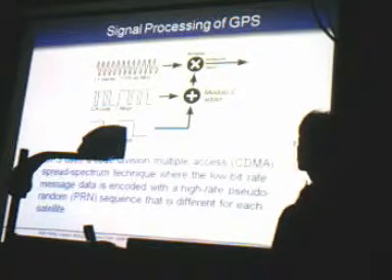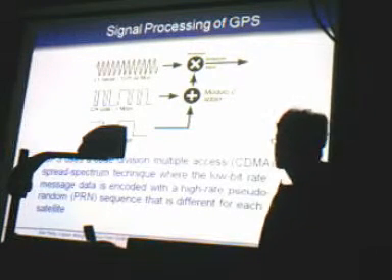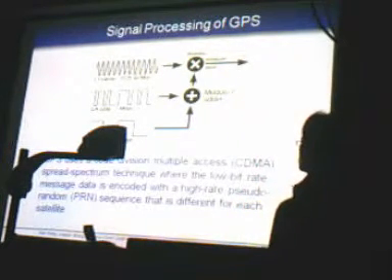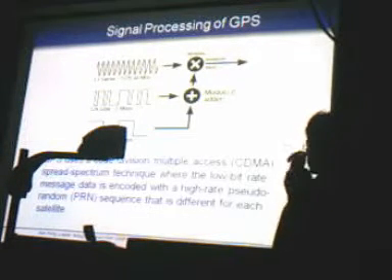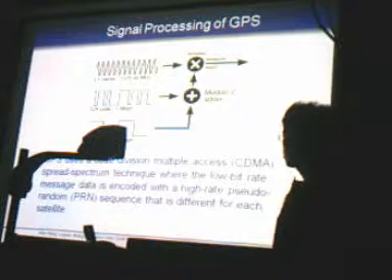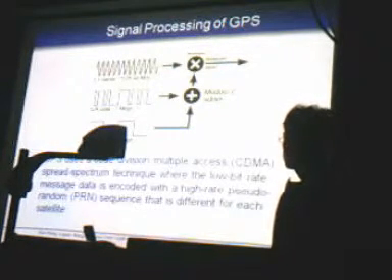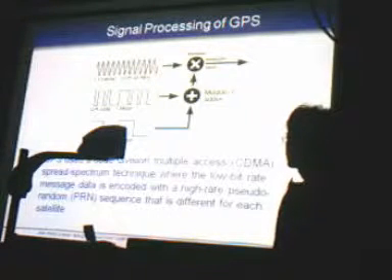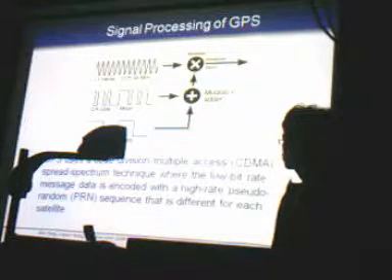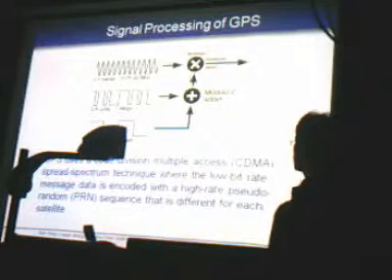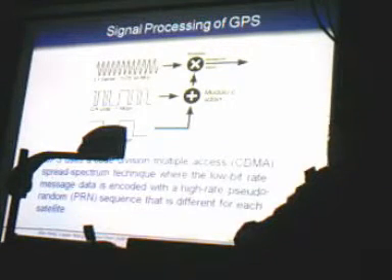And to broadcast the GPS signal, we first have the navigation message. It has a relatively lower bit rate, and we encode it with the CA code. The CA code is a so-called pseudo-random sequence, has a relatively higher bit rate, and can spread the signal spectrum into the frequency domain. And at last, we put it on the carrier and send it out.